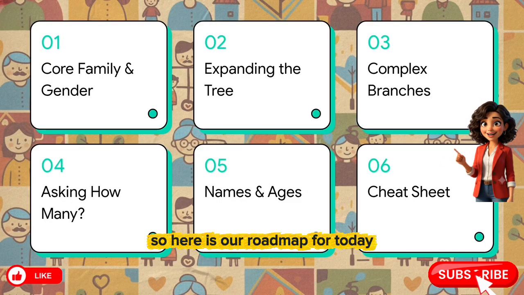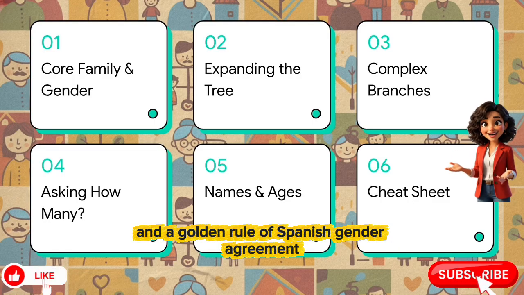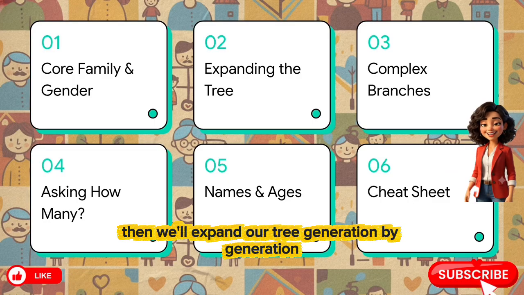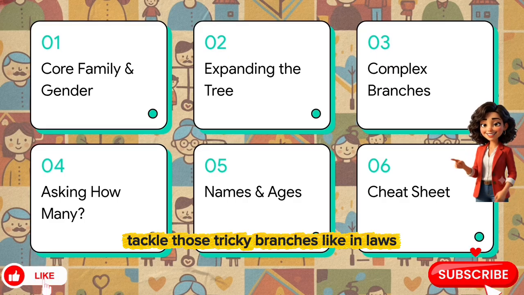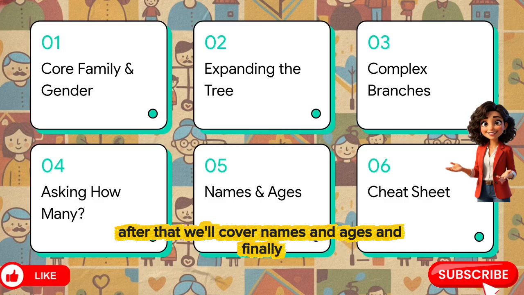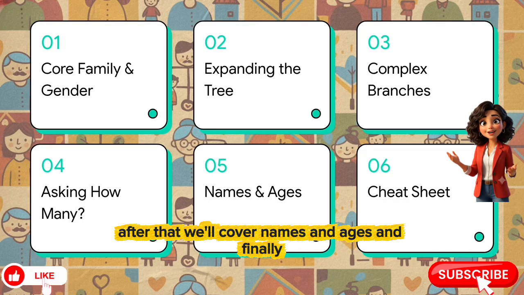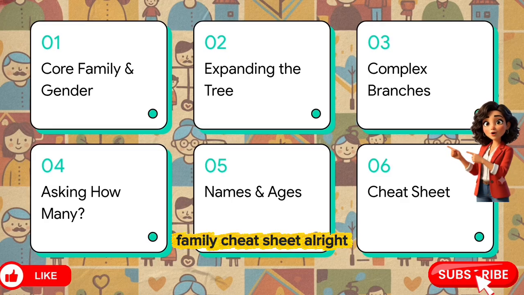So here is our roadmap for today. We'll kick things off with core family terms and a golden rule of Spanish gender agreement. Then we'll expand our tree generation by generation, tackle those tricky branches like in-laws, and learn exactly how to ask how many using a very special verb. After that, we'll cover names and ages. And finally, we're going to wrap the whole shebang up with the ultimate visual family cheat sheet.